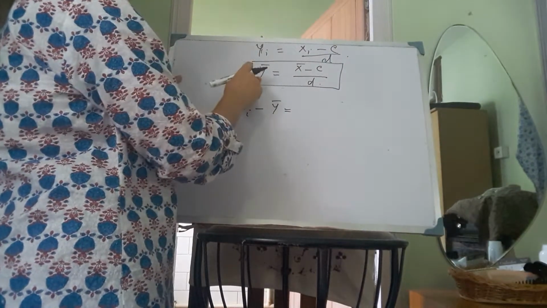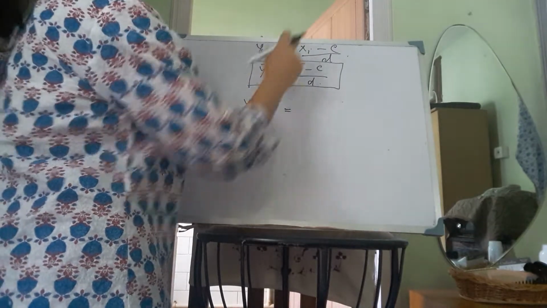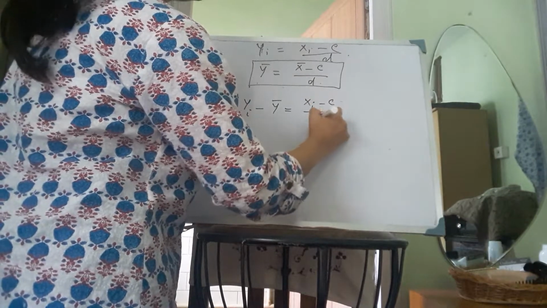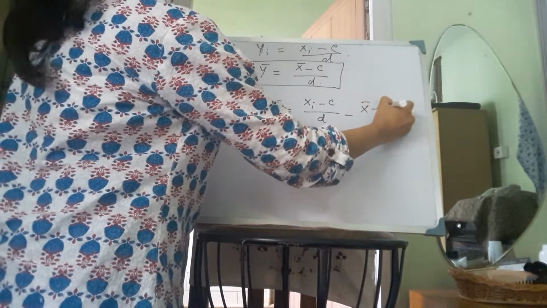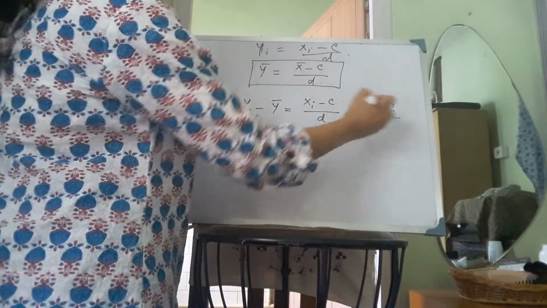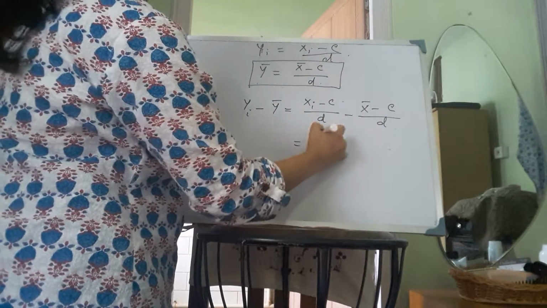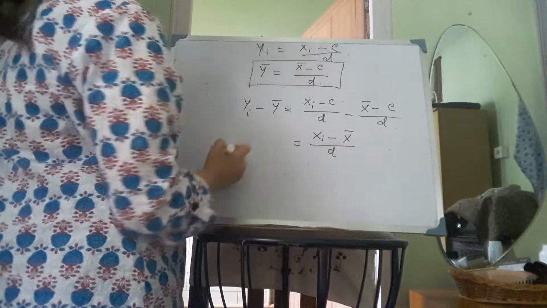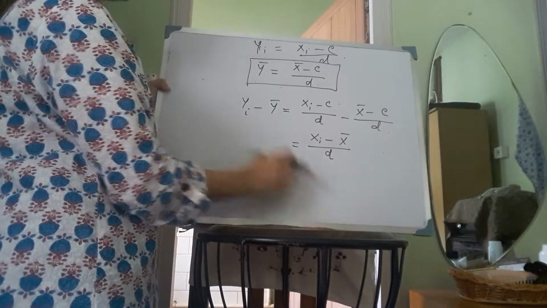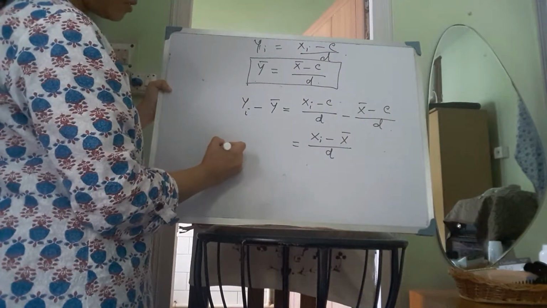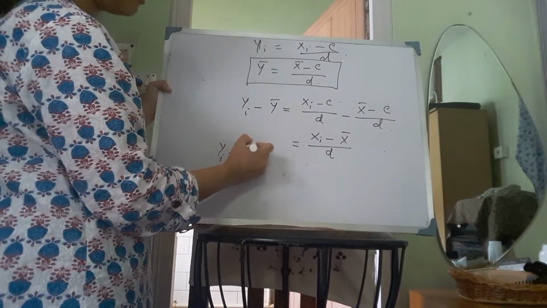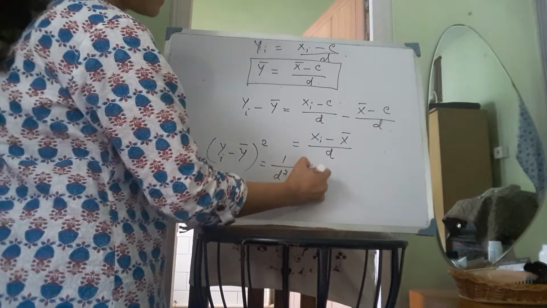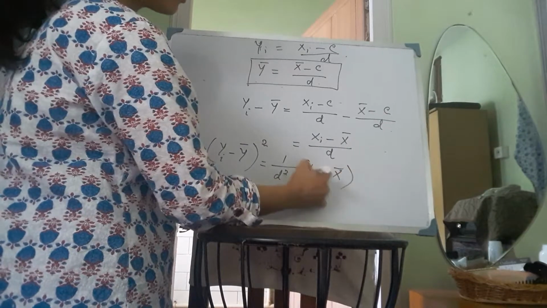Now if we consider yi minus y bar on the left hand side, then on the right hand side we are getting xi minus c by d minus x bar minus c by d. So from here, by simplifying this, we are getting xi minus x bar by d. Now we are squaring both the sides. So by squaring both the sides, we are getting yi minus y bar whole square is equal to 1 by d square, xi minus x bar whole square.